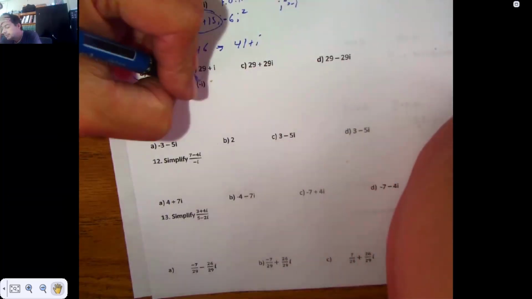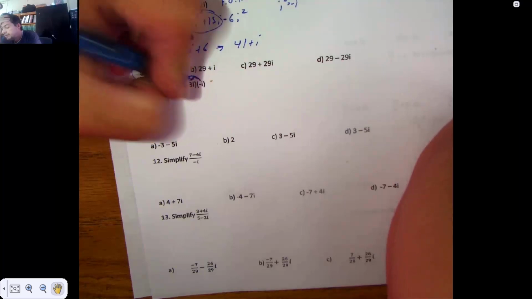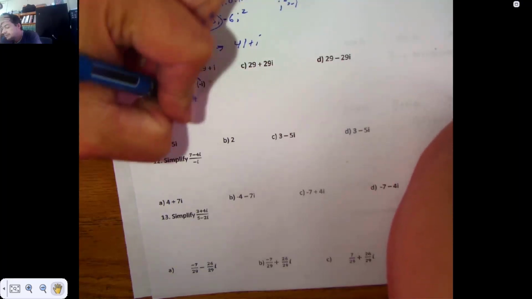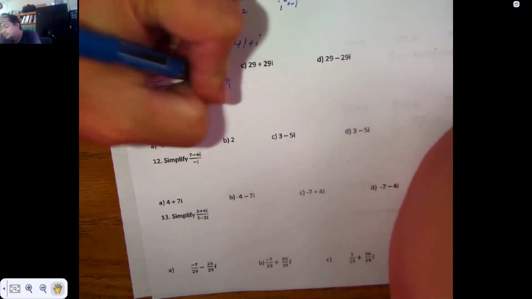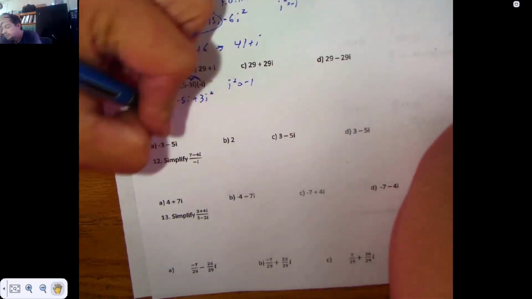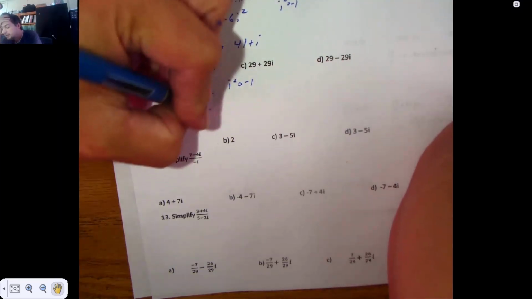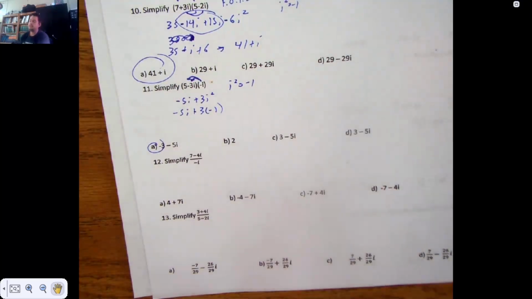Simple distributive property. Distribute the -i in. -5i plus 3i squared, and again i squared is -1. So -5i plus 3 times -1 should be done. It's choice A, -3 minus 5i.